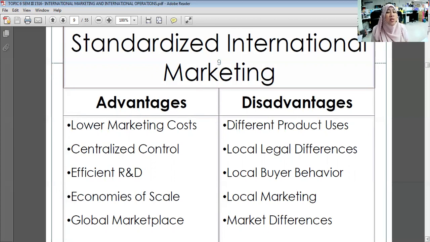In terms of disadvantages also, there will be local legal differences. Every single market will be different in terms of their preferences, so you cannot have specific requirements or satisfaction for each of, for example, every continent, as each will have different preferences. And then the third one, we have local buyer behavior. As I told you before, because we're talking about local here, standardized is not preferable. Tidak digemari lah disebabkan mempunyai kepelbagaian. That's why you have to learn the subject consumer behavior, because we have different buyers, different behavior, and different preferences.